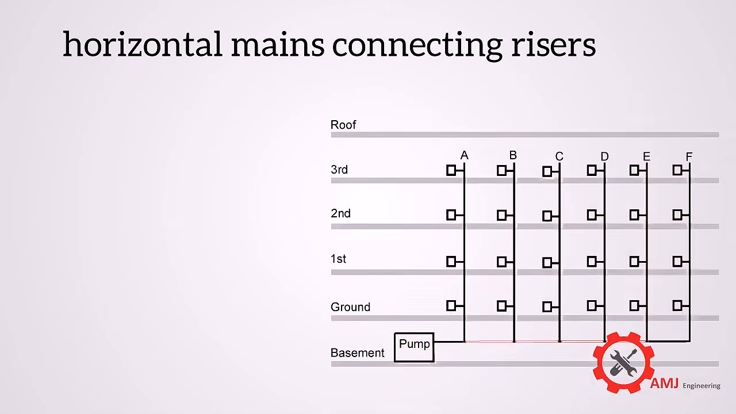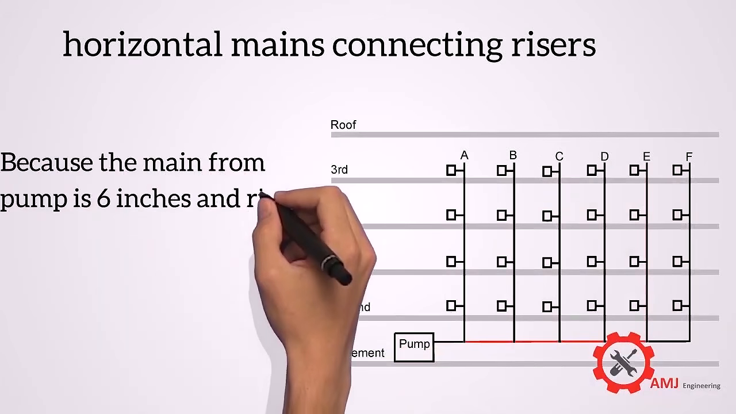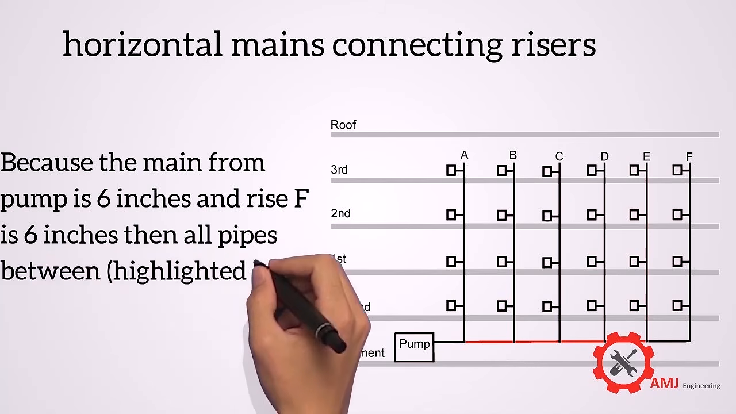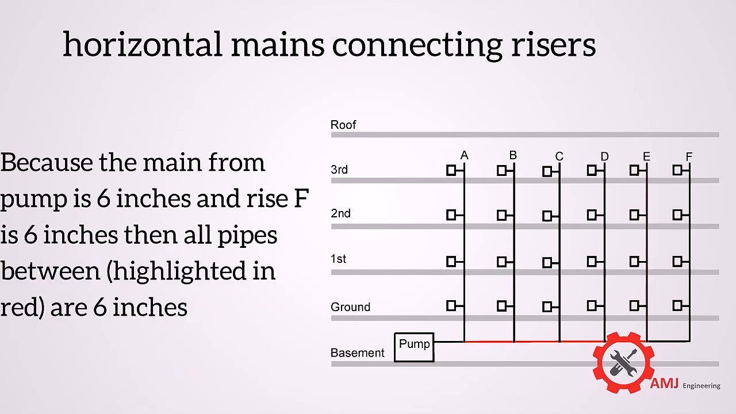Now, because the pump main is 6 inches and riser F is 6 inches, then all main pipes in between, highlighted in red, shall be 6 inches.